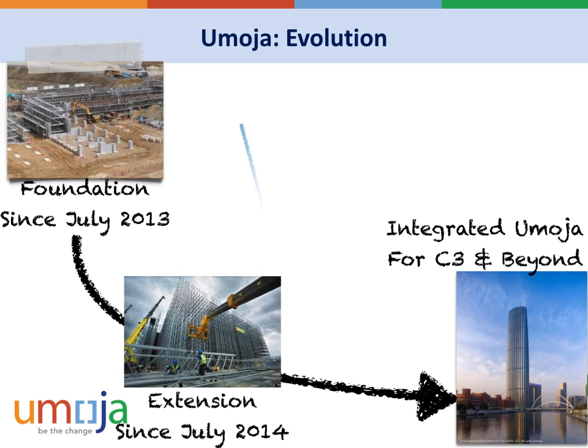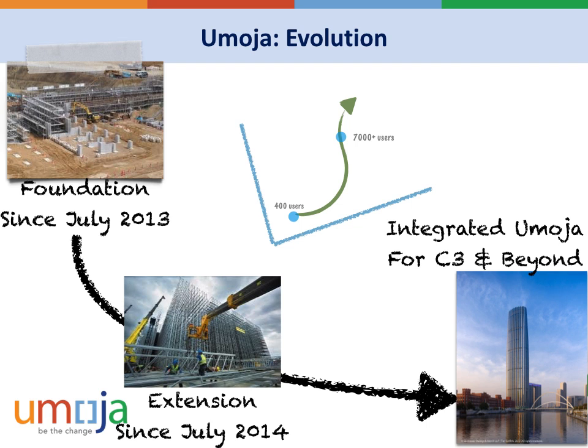The Umoja evolution process started when the foundation went live in UNIFIL in July 2012, followed by Cluster 1 and Cluster 2 entities, focusing mostly on the peacekeeping missions. UE1 was piloted in MINUSTAH in July 2014. Here we are right now, getting ready for the C3 entities like you.